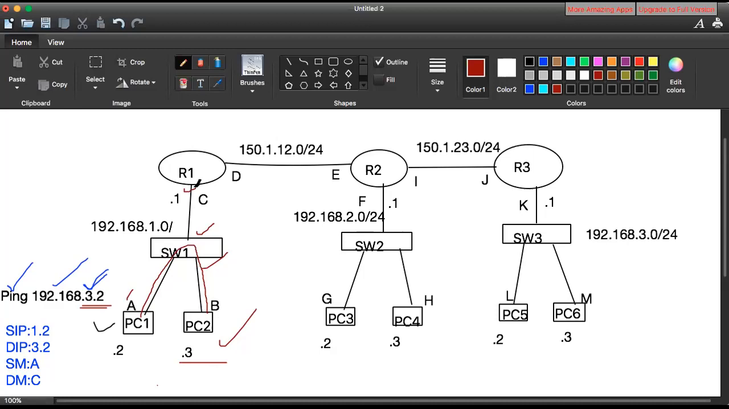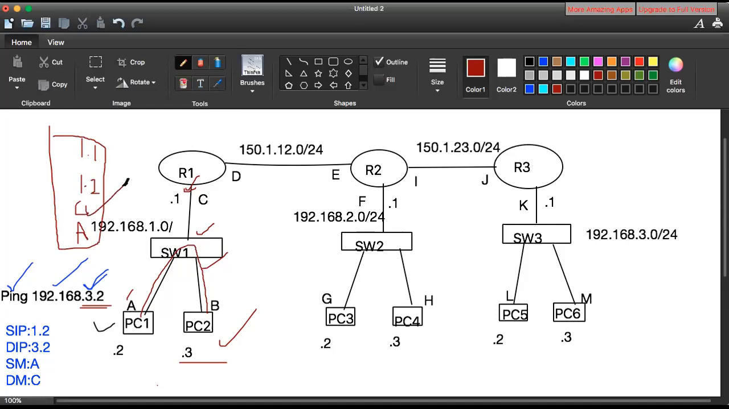reply to that ARP request, saying an ARP message, saying, okay, my source IP is now, since R1 is replying, the source IP is going to be 1.1. Not going to write everything. The destination IP is going to be 1.2. The source MAC is going to be C, and the destination MAC is going to be A. This is what it is going to be in the ARP reply when R1 replies. Finally, PC1 knows the MAC address of 1.1.